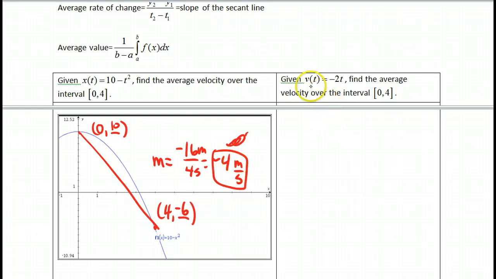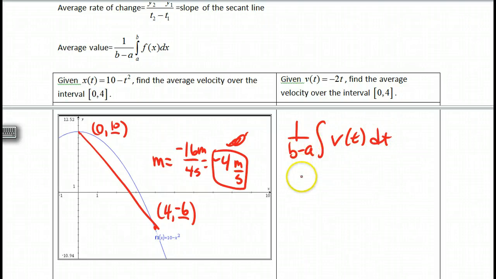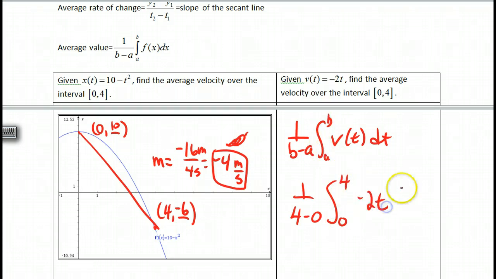Now going over to here, once again, this is given the velocity function, finding the average velocity. You're going down a level. I always say if we take the derivative, that goes down a level. That's kind of what we're doing. This one's a little bit different because we're given the velocity and it says find the average velocity over this interval. Since I'm given that function and I want to find that average value, I put in 1 over b minus a. I'm using the average value formula because it's finding the average velocity and I'm given the velocity function. And it's going to be the integral of v of t dt. Let me go through this and do it, and then I'll come back and talk about the units. So 1 over 4 minus 0, going from a to b, in this case 0 to 4, of negative 2t dt.